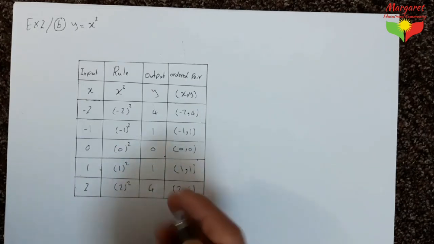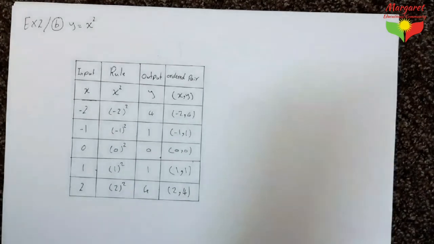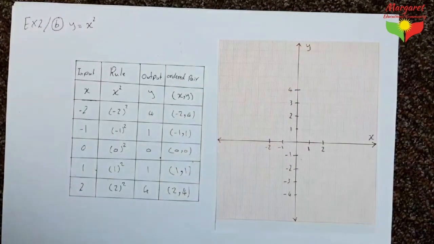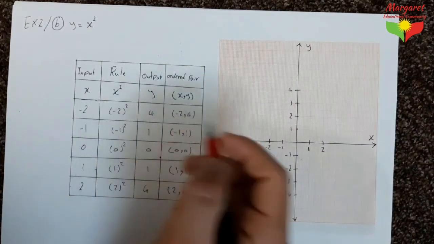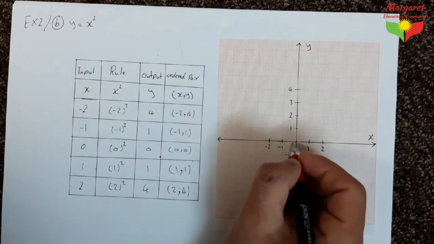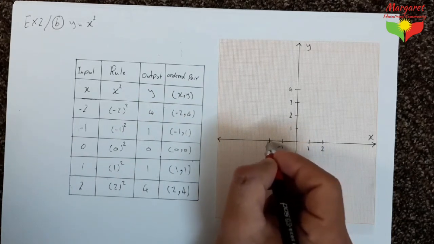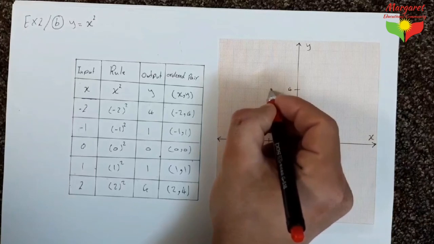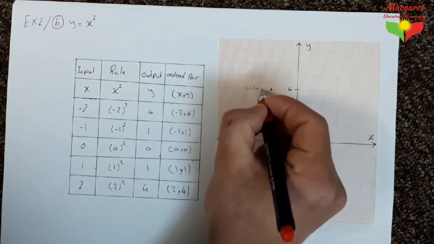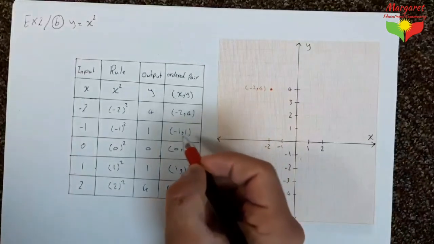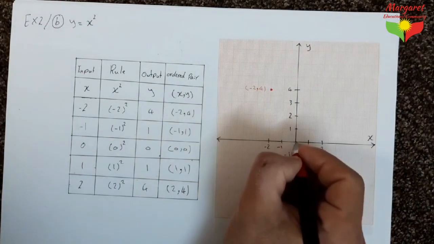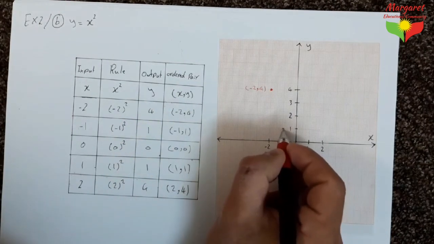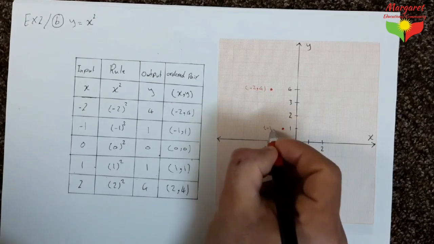Now to graph the ordered pair, draw x-axis and y-axis. To plot minus 2, 4, start at the origin and move 2 units to left, 1, 2, and 4 units up, 1, 2, 3, 4. So minus 2, 4. And to plot minus 1, 1, start at the origin. Move 1 unit to left and 1 unit up. So we have minus 1, 1.